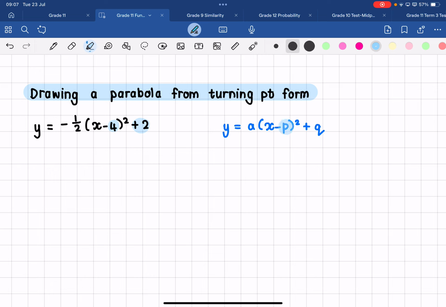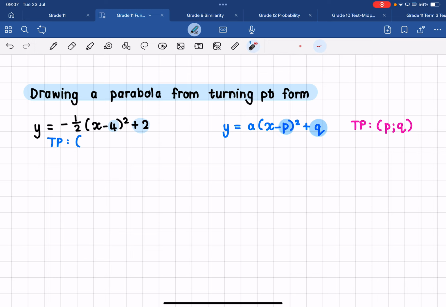And in turning point form, guys, remember that the turning point is going to be P and Q. I'm just reminding you because it's been a while since we spoke about this. The turning point is PQ. In the bracket, we have x minus P, but the x coordinate of the turning point is positive P. So if we're looking at this equation, in the bracket we have x minus 4. X minus P and x minus 4.